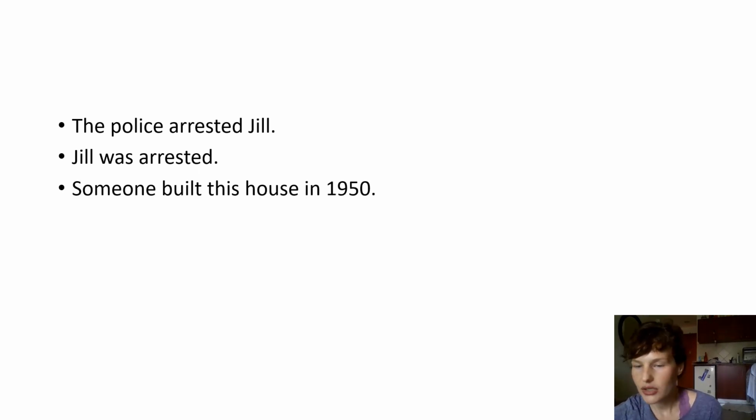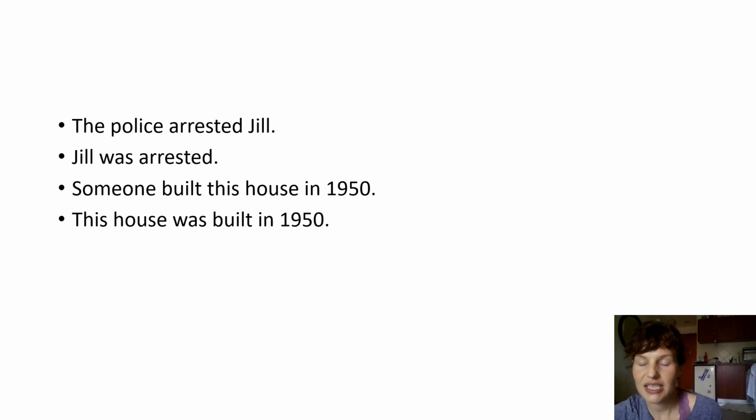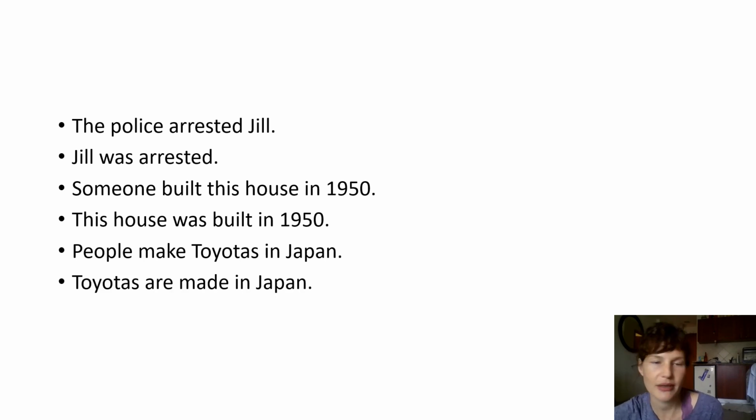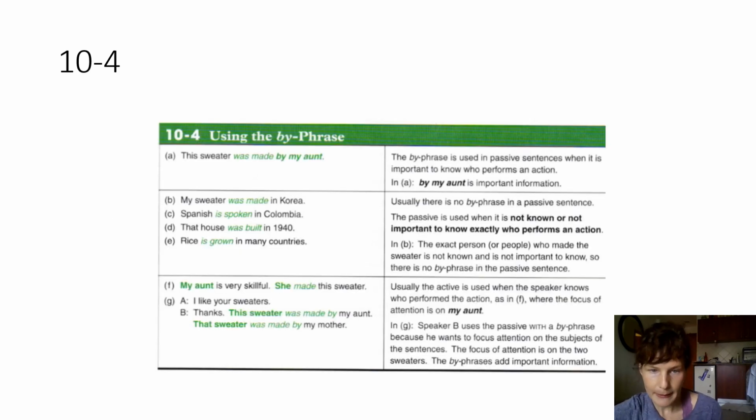We already did this example too. Someone built this house in 1950. Who cares? Obviously someone built this house. It would be much better to say this house was built in 1950, not this house was built by someone in 1950. Once again, people make Toyotas in Japan. Toyotas are made in Japan. We don't care about the people who make them. It's not relevant or important information.